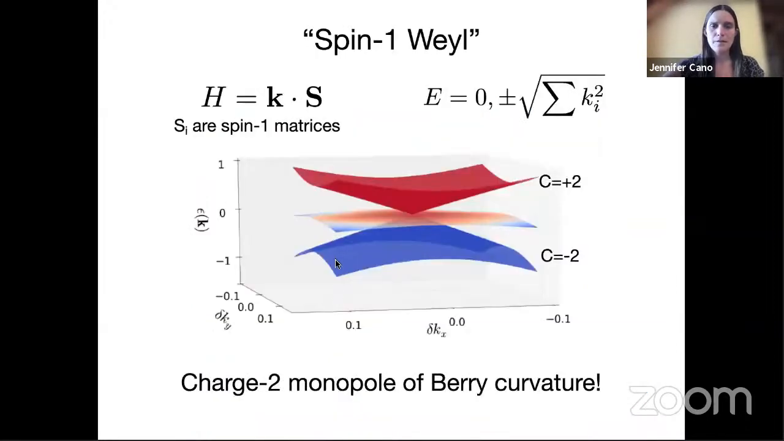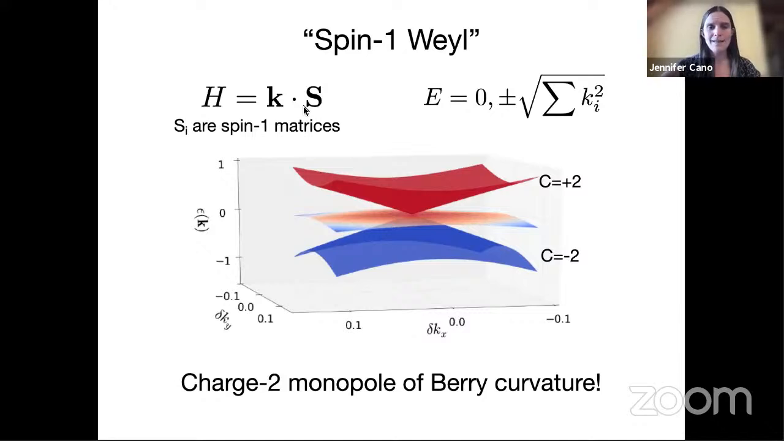So now I want to give a couple examples of these multifold fermions. The first example, which I think is one of the most interesting, is what we call the spin one Weyl fermion. The Hamiltonian looks like this. So you can see the similarity to the Weyl Hamiltonian, but instead of being Pauli matrices, these S's are spin one matrices. So that's why we called it a spin one Weyl.